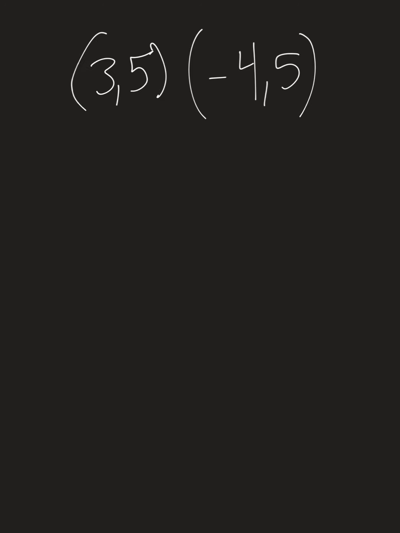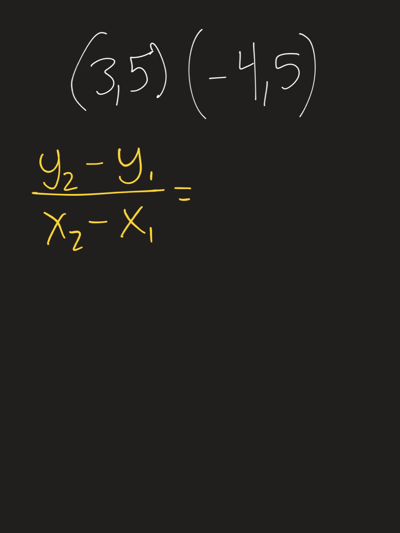I did want to bring up points when you have 2 points and are asked for a rate of change, because while there is a formula that makes it somewhat simple to do this, and that formula for the record is y2 minus y1 over x2 minus x1. So basically the change in our y values over the change in our x values. The little 2's and the little 1's represent point number 1 and point number 2.